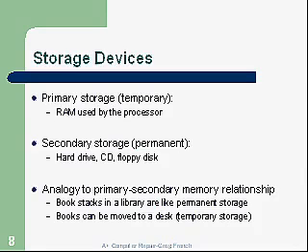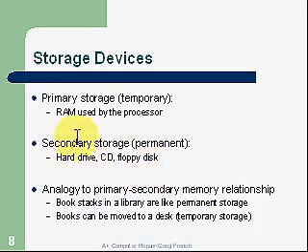Storage devices. We have primary storage. This is temporary. When you turn power off, it goes away. This is where the RAM is used by the CPU. A lot of processing goes on through the CPU and the RAM. Secondary storage. This is where we have our permanent storage. So when power goes off, we don't lose it, such as the hard drive or CD-ROM or floppy. But the hard drive is our primary secondary storage. It's permanent.